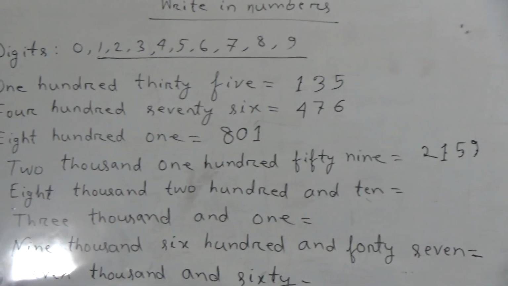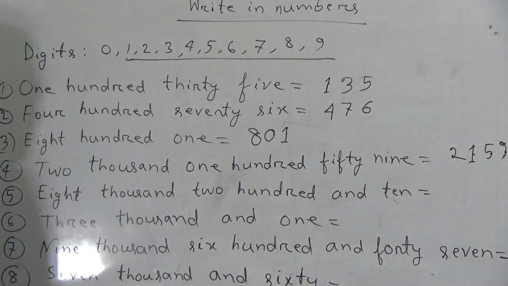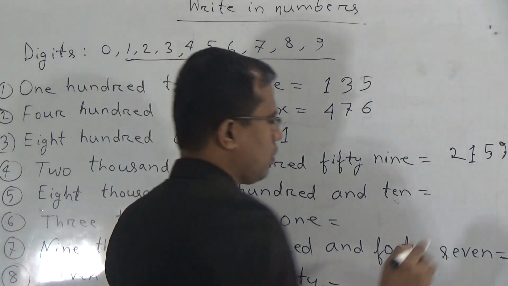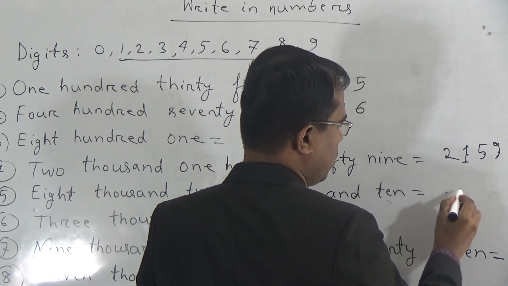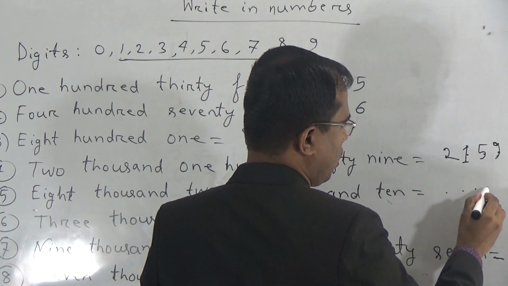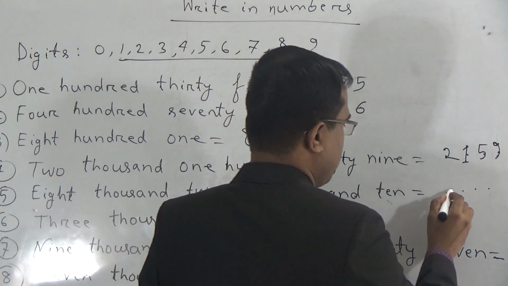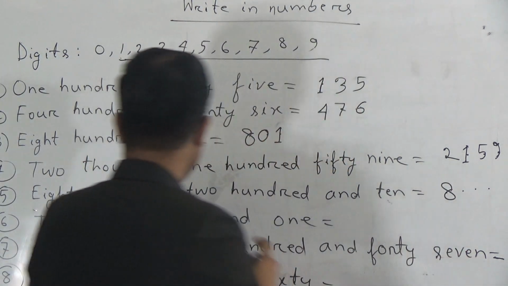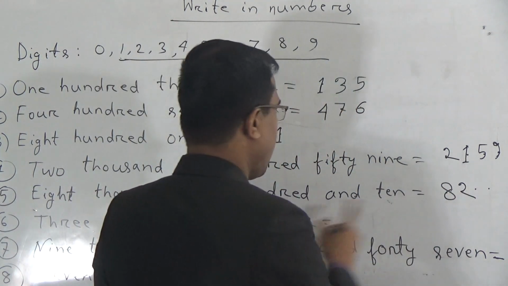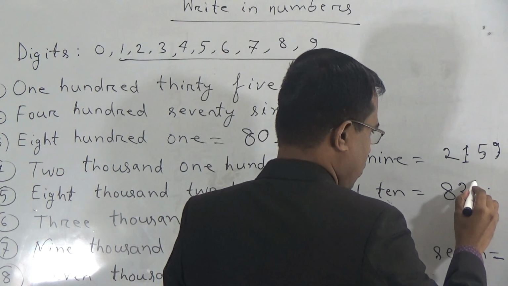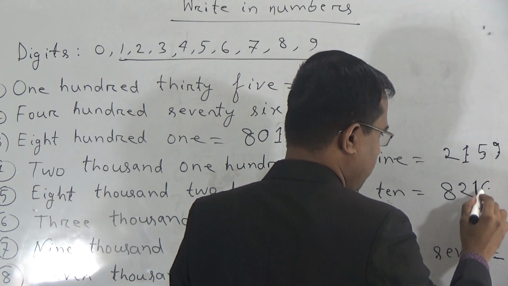2159. Now number 5 is 8210. Here the highest place is thousands place, so we have to take a total of 4 places. 1, 2, 3 and 4. Here 8000. So in thousands place we have to write 8, and 200. That means in hundreds place we have to write 2, and 10. In tens place we have to write 1 and in ones place we have to write 0.